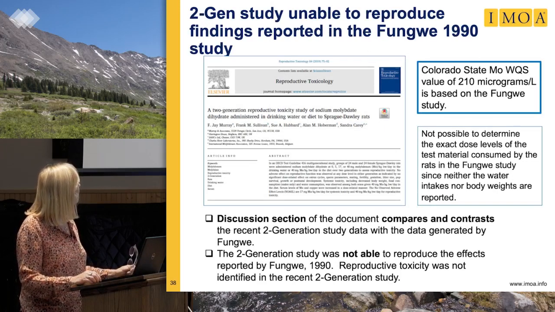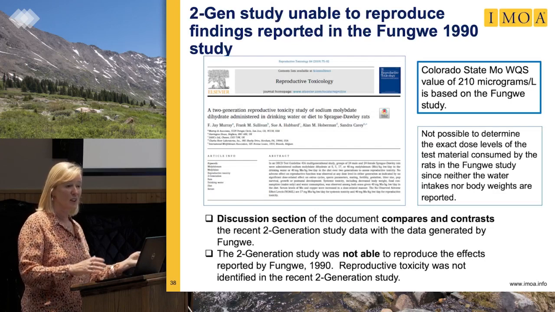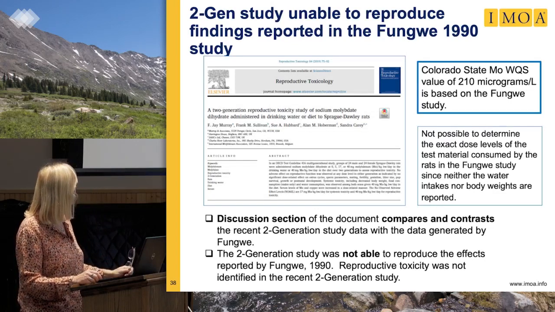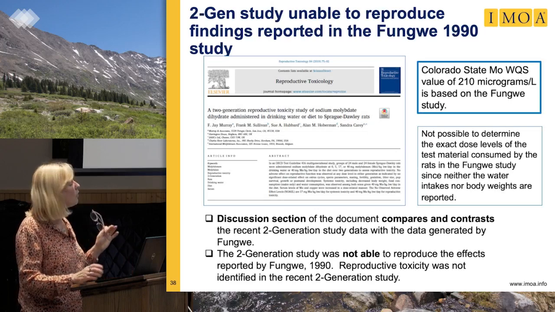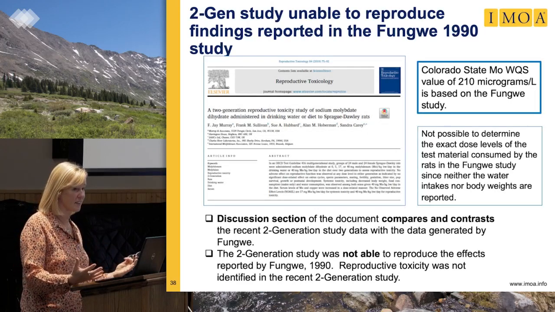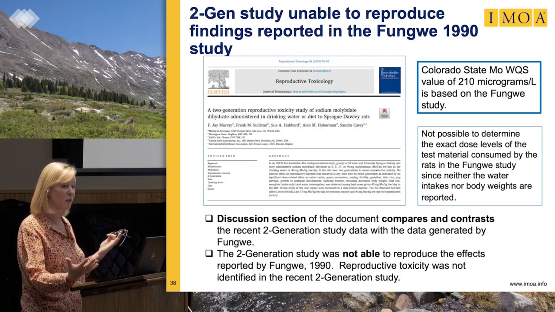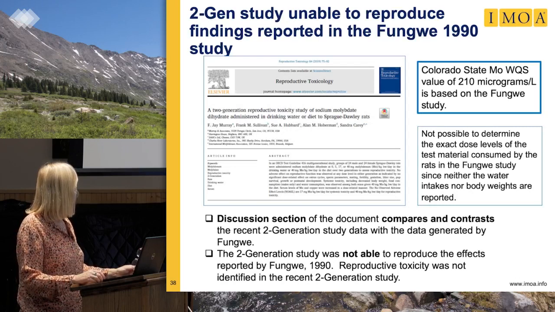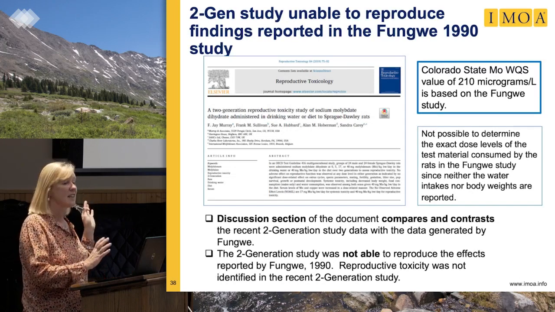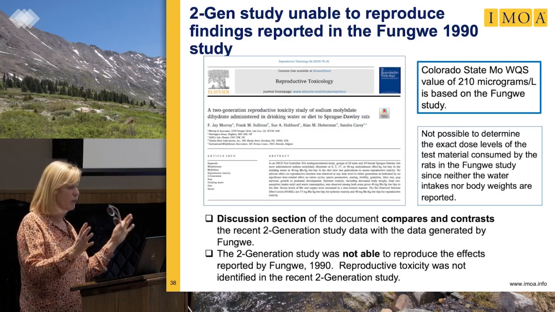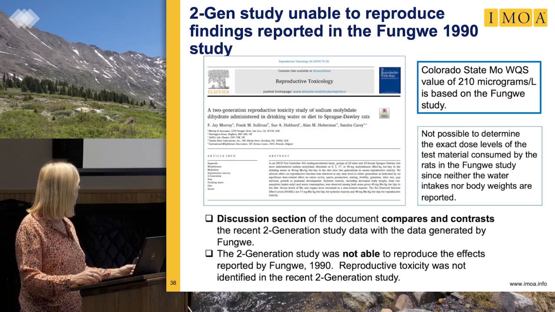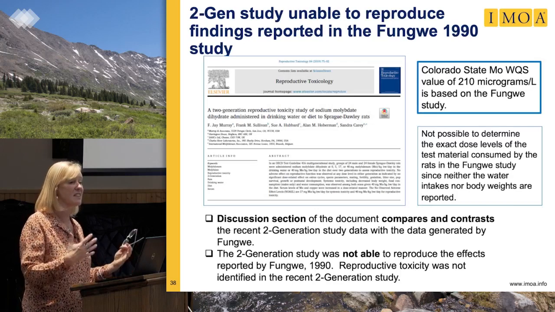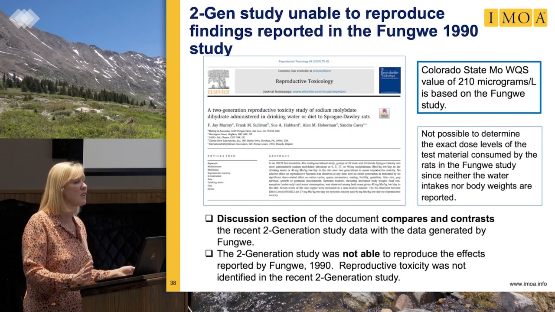If you are interested in comparing and contrasting, we have a whole section in the publication that compares and contrasts and explains what we were looking for, why it wasn't found, and possible interpretations. So we're focused here on comparing and contrasting Fungway with the 2-gen study, but it's also very important to state the bottom line that in these studies, reproductive toxicity was not identified.